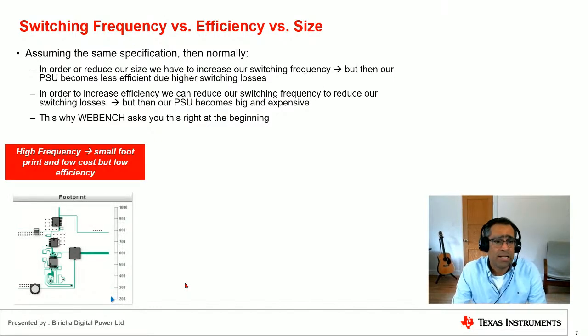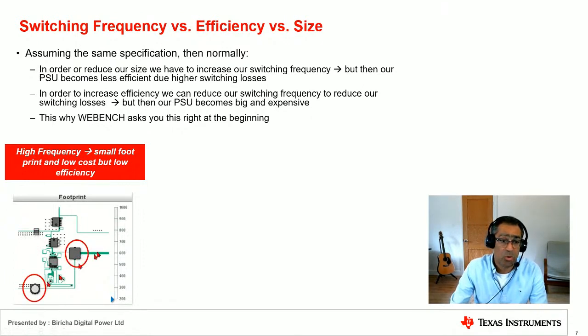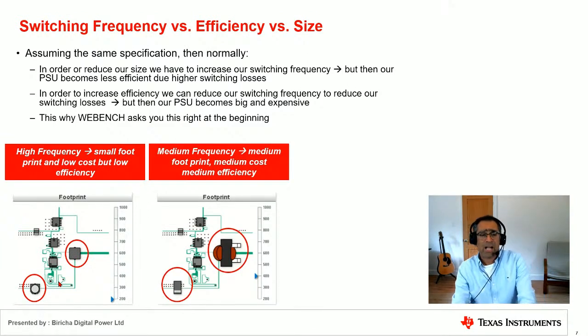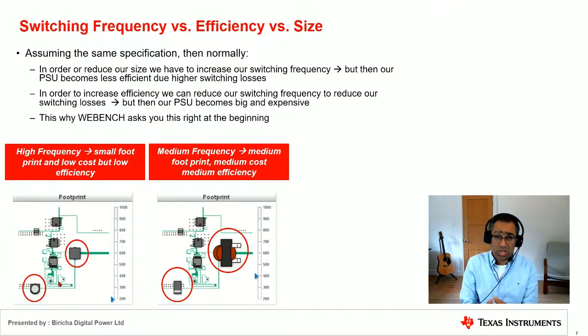Is it efficiency? Now, here I have made a design whereby I have told WEBENCH that footprint is the most important thing. And what it has done is that it has selected very small passive components. And in order to do that, it has automatically increased the switching frequency. Here, I have redesigned exactly the same power supply with the same specifications, but this time I have told WEBENCH that I want a nice compromise in the middle. So we've got lower switching frequency, medium switching frequency, and you can see that the inductor and the capacitor have become bigger compared to the high switching frequency one, which was lower efficiency.